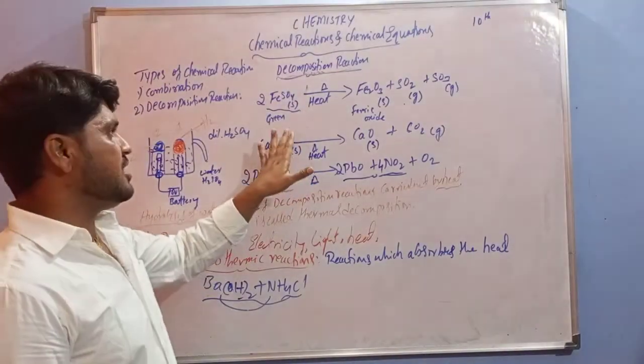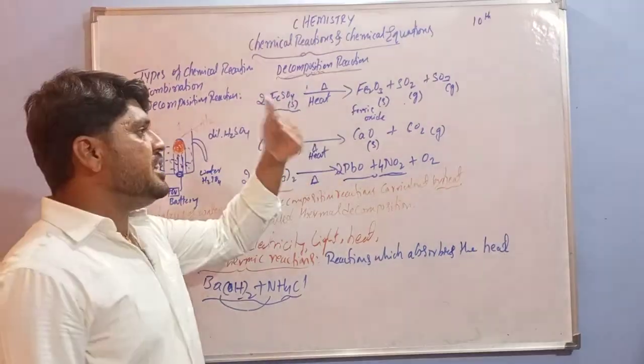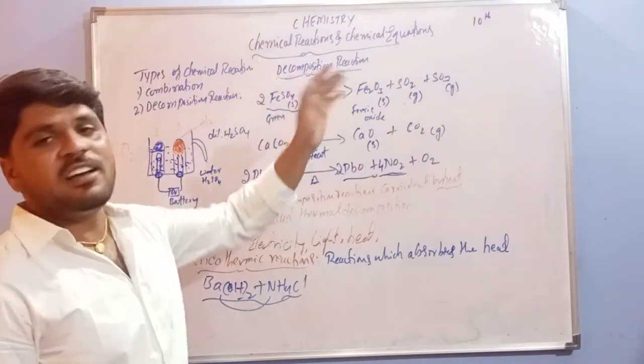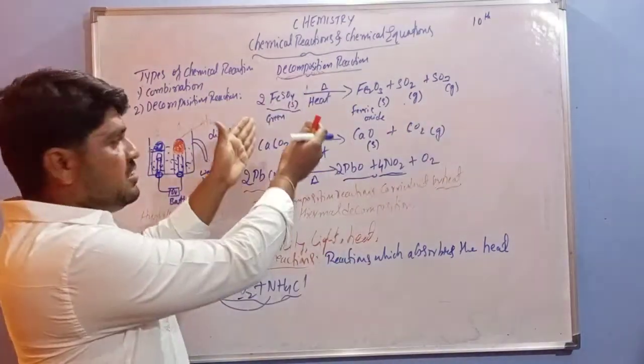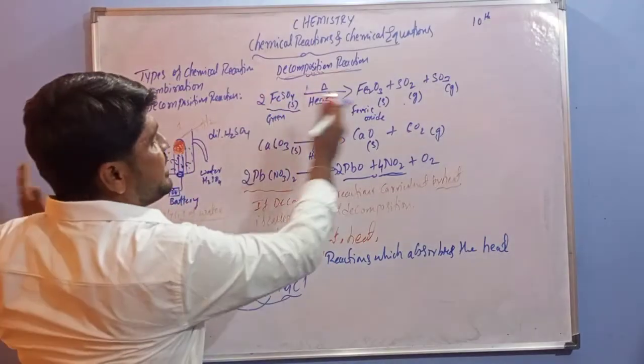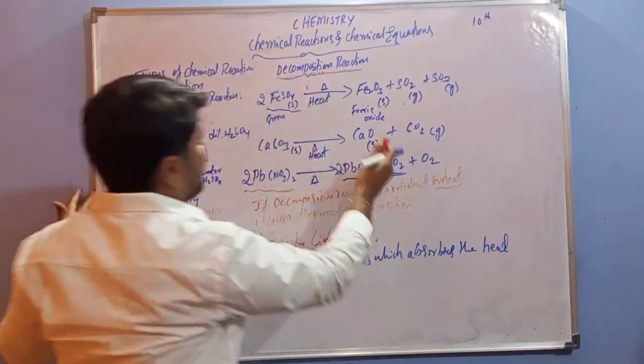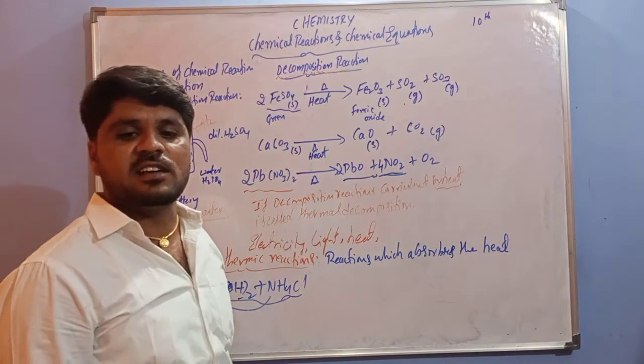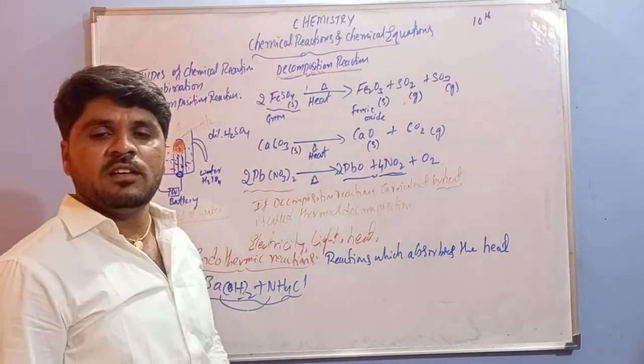So decomposition reactions are divided reactions. We have one single reactant. This single reactant is divided into many products. That's what decomposition reactions are. Okay now?